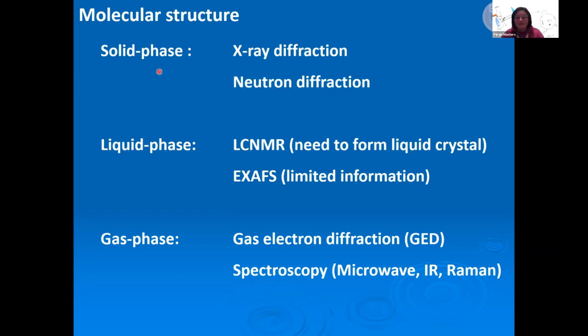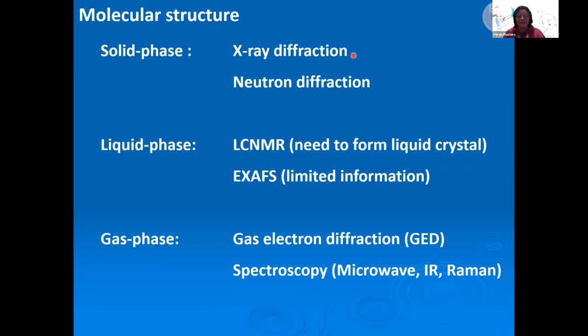So in this, it really depends on which phase you're working in. So in the solid phase, obviously X-ray diffraction is the go-to technique. It's pretty ubiquitous in chemistry departments around the world. Liquid phase is a little bit more challenging. There are various techniques that you can use though.